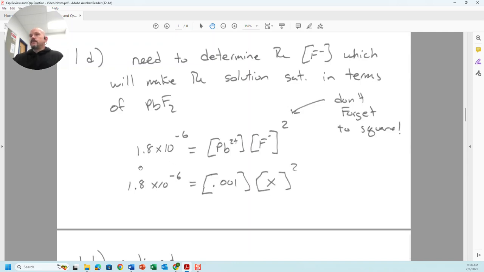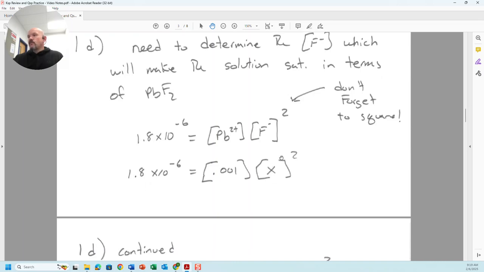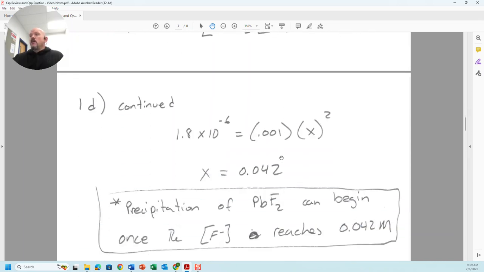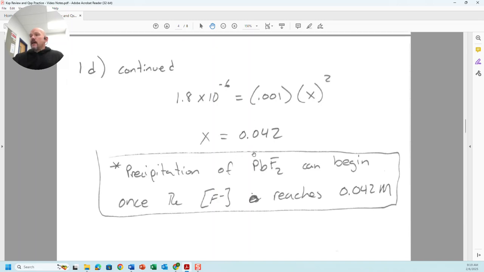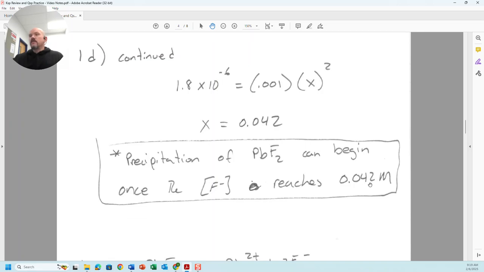So we plug in the molarity of lead that's already in solution, and we solve for X. But again, don't forget you had to square the fluoride concentration. So you're solving for X, which is the fluoride concentration. When you solve for X, that'll be your answer, right? So once the fluoride concentration hits 0.042 moles per liter in a solution that already has 0.001 moles per liter of lead, that's when lead fluoride would start to precipitate. Okay, so the answer is 0.042.